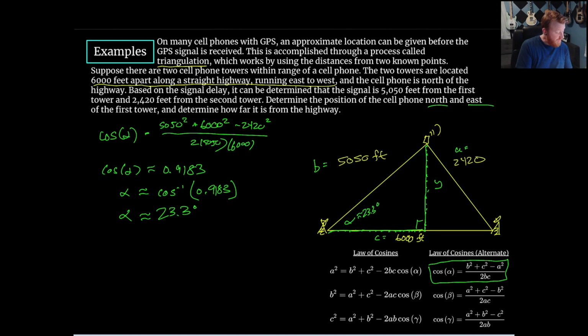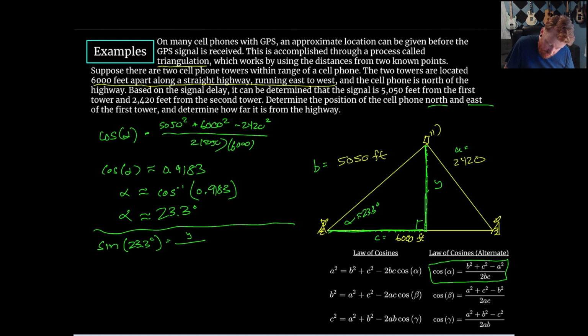So we know that this angle is about 23.3 degrees. And now that we know that, we can use our standard relationships of sine and cosine for right triangles to figure out where this cell phone is. So we know that sine of 23.3 degrees is equal to the opposite, which is y, over the hypotenuse, which is 5,050. Multiplying both sides by 5,050 and plugging it into a calculator, we get that y is about 1997.5.